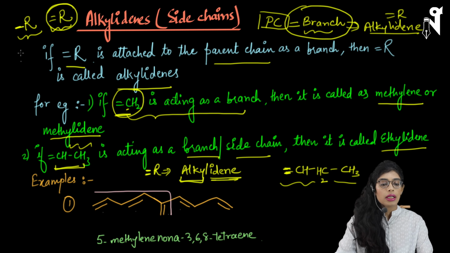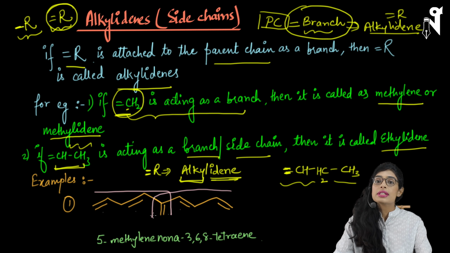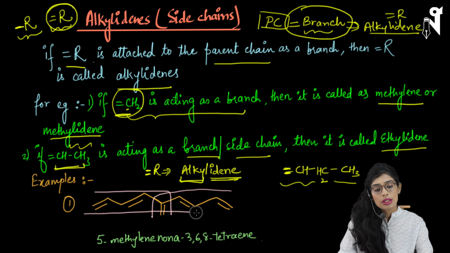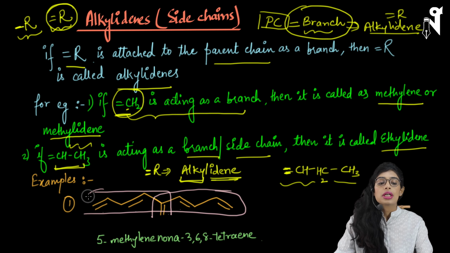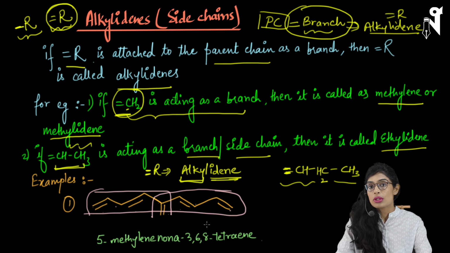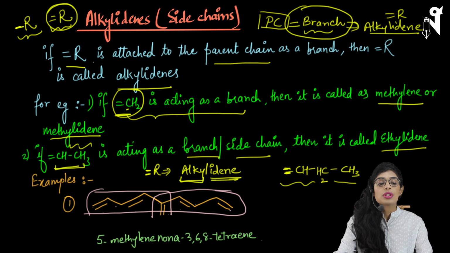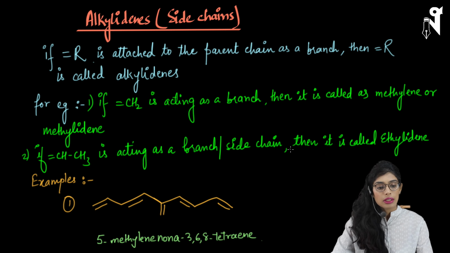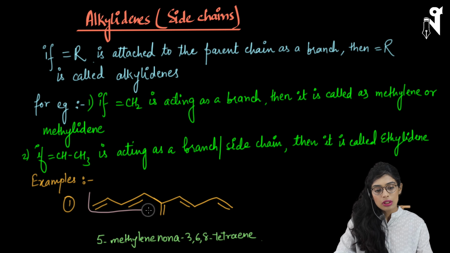Another way is I can go this way. And this way will also give me 6 carbons and 2 double bonds. Whereas if I go straight, it will give me what? It will give me 1, 2, 3, 4, 5, 6, 7, 8, 9 carbons and 4 double bonds. So that's how we will be choosing our main principal carbon chain. Right? So this is my principal carbon chain.